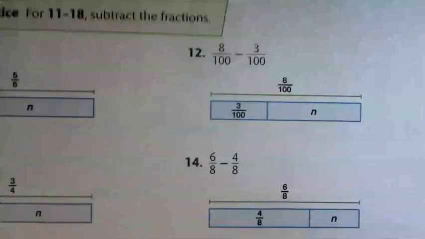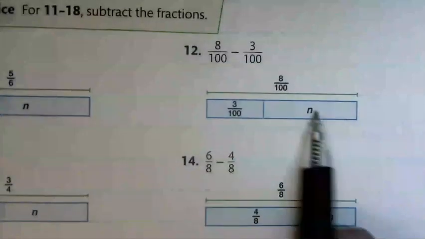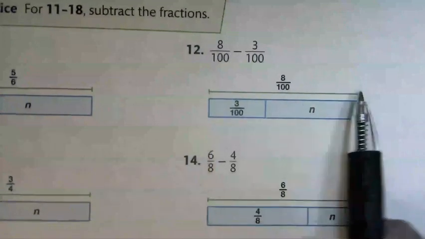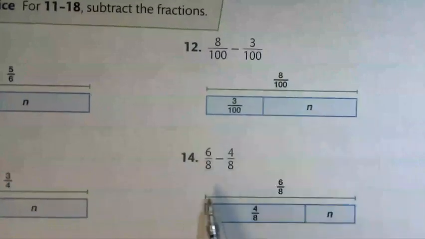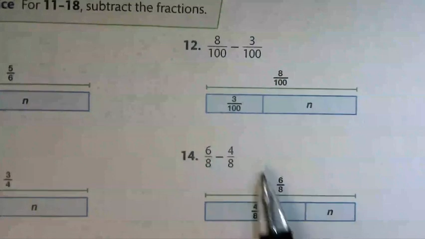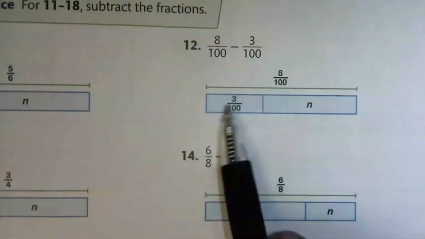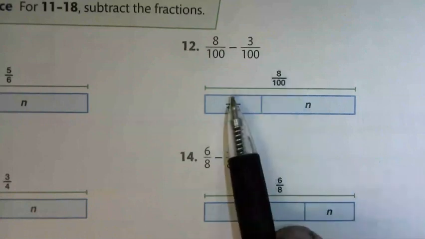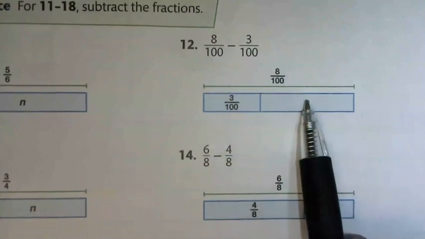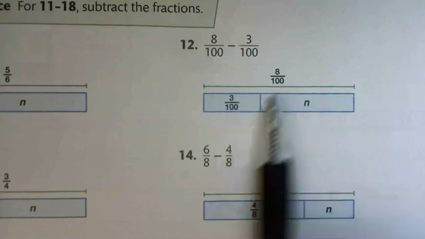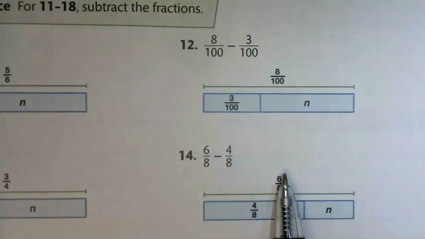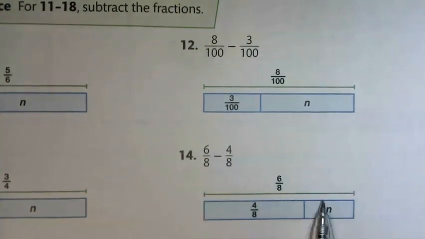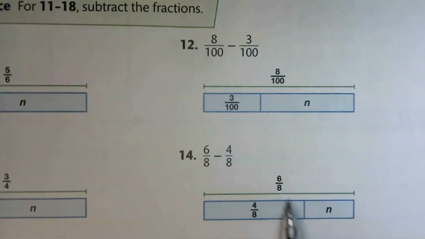All right. Now, don't forget, when you get down here into the independent practice, don't be worried about this. This is just saying all the way across is 8/10ths. All the way across is 6/8. And then they're saying, what if you took away this much? What's left over here? So I'd be saying, well, 8 minus 3 equals what? My denominator will stay the same. Over here, I'm saying 6 minus 4 equals what? And my denominators will stay the same.